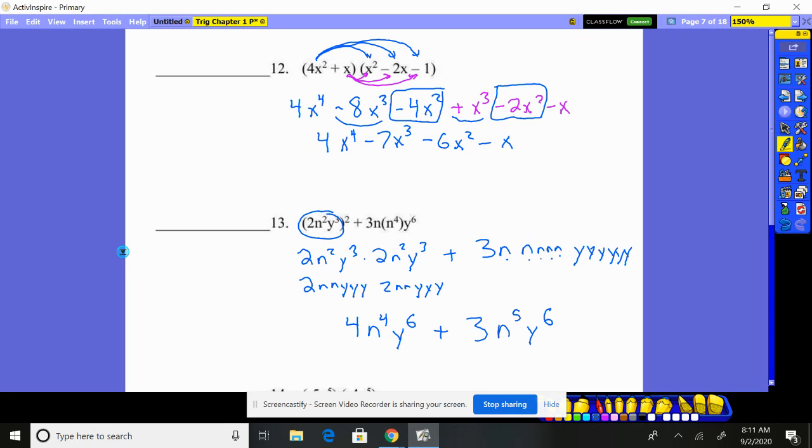Are these the same? They can only be added if they're exactly the same. This is an n to the 4th, y to the 6th. That's an n to the 5th, y to the 6th. They're not the same. It's like trying to group people when you put Bill and Billy in the same group. They have different names. You can't do that. Nobody's going to like that.